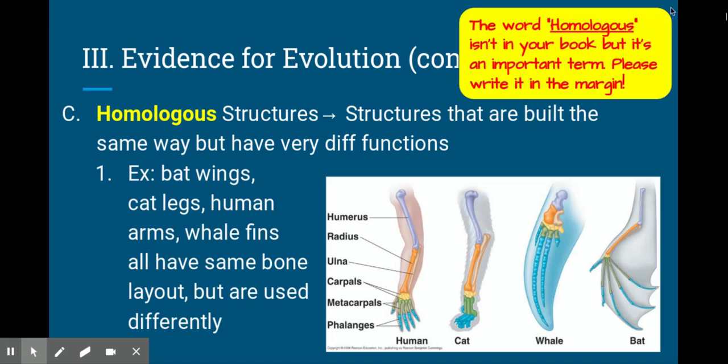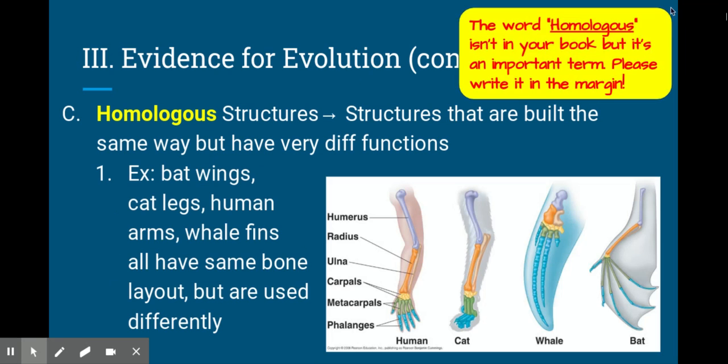The arm and hand bones in a human are very, very similar to the arm and hand bones in a cat, which is very, very similar to the bones that are in a whale fin, which are very similar to the bones that are in a bat wing. So all of these animals, because they're all mammals, they all have a very, very similar bone structure. They're the same layout. They're just used very, very differently.